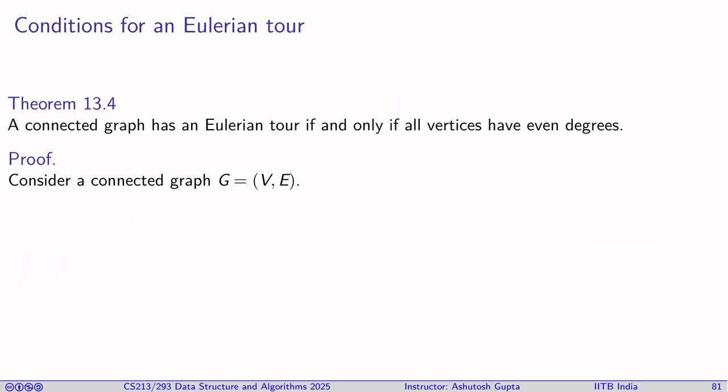Now let's look at the mathematical condition under which this tour must exist. And the statement is pretty astonishingly simple. Let's suppose you have a connected graph. The tour exists if and only if all vertices have even degrees. Now let's look at the proof. Again, we are given a graph, which may be a multigraph, G = (V, E). We do induction over the number of edges in the graph.